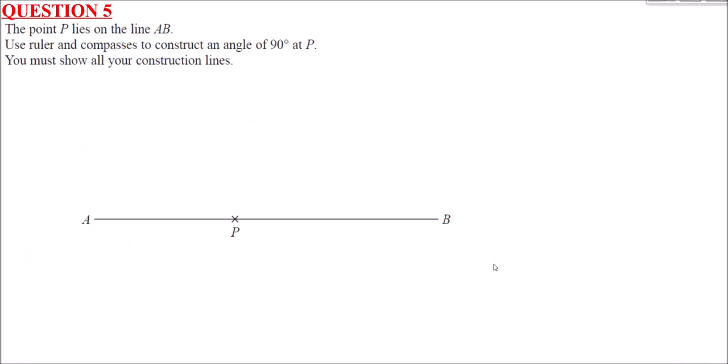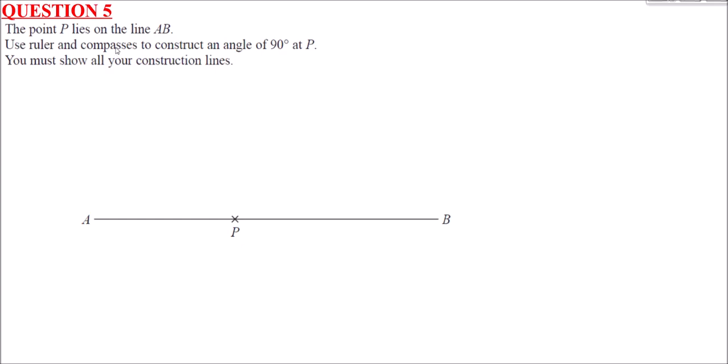Question 5, possibly my least favourite type of questions, constructions and loci, things you need to do with a compass and protractor. So, we've got here point P, which lies on the straight line from A to B. We need to use ruler and compasses to construct an angle of 90 degrees at P. Read the question carefully. You're not going to get any marks if you don't show evidence of using a ruler and compasses. In other words, what you need to leave on your diagram is clear arcs, ARCS, the curves where you've used your compass.